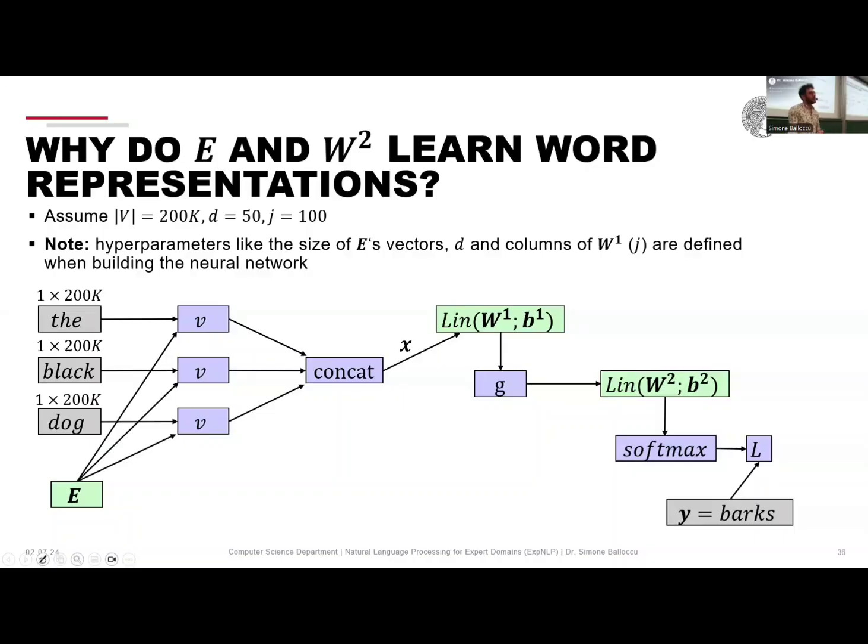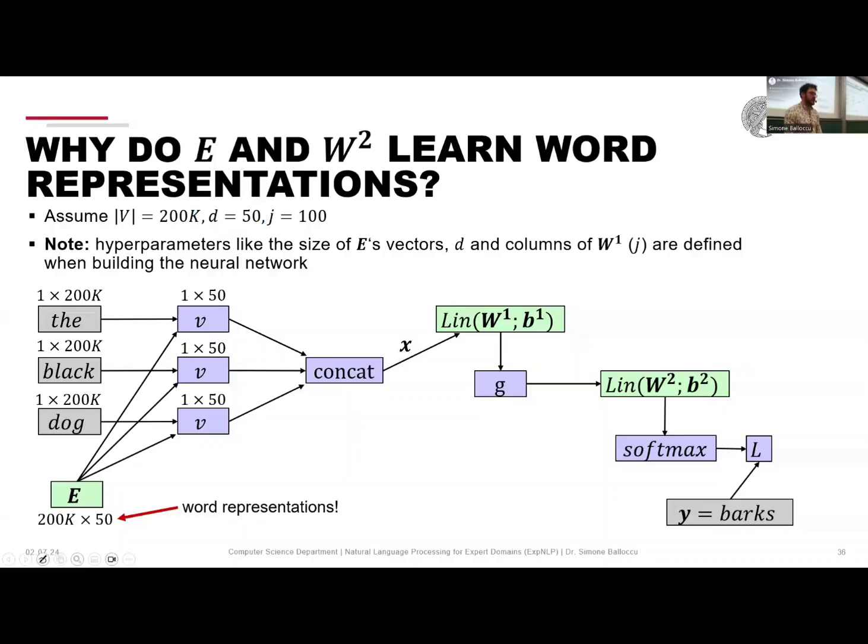Yeah? 200K multiplied by 50, because we have one row for each word of the vocabulary. These are just 3 random words we're using, which are in the vocabulary. And these are word representations. Then how about the dense vectors? What's their size? 1 by 50, because we defined the dimension.